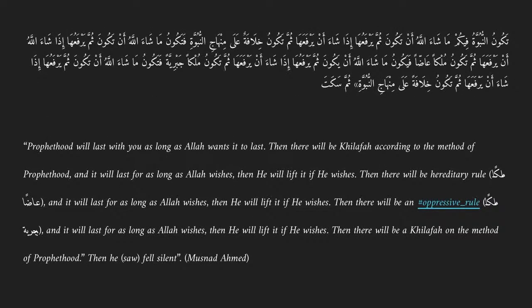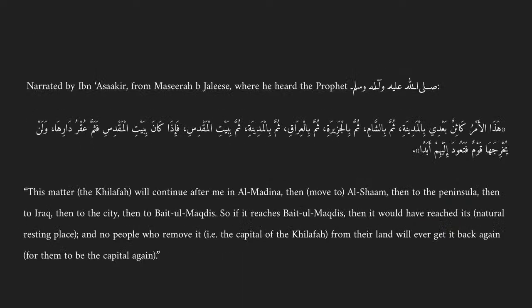And the Prophet ﷺ talked about prophethood being with the Muslims as long as Allah willed. Then there would be Khilafah ala minhaj an-nubuwwah, that was the Khilafah Rashida. Then there would be hereditary rule, mulkan adan, and then there would be oppressive rule, mulkan jabriyah, and then there would be Khilafah ala minhaj an-nubuwwah, and that would be there to stay. And when that comes, he said in another hadith, Bayt al-Maqdis will be the capital of the Khilafah.